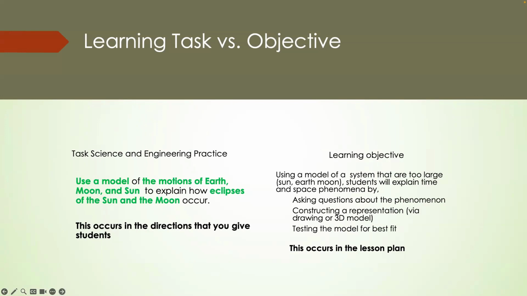What you're writing in your lesson is the learning objective, and that one is using a model of a system that are too large. Students will explain time and space phenomenon by, and you see, asking questions, constructing representation, and testing the model for best fit. Those three lines are the epistemic practice for modeling. So you can have that as part of your learning objective so that you can guide the lesson.